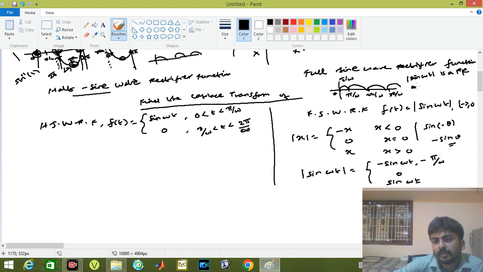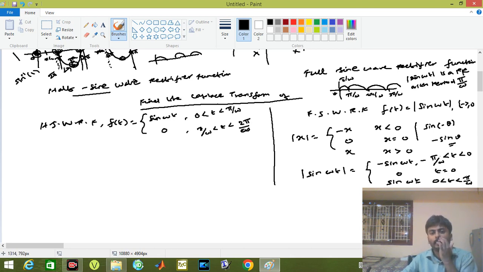With period pi by omega. Okay, so it is minus pi by omega less than t less than 0. It is t equal to 0. It is 0 less than t less than pi by omega. Okay, here they have clearly mentioned for pi by omega to 2 pi by omega you are having 0.